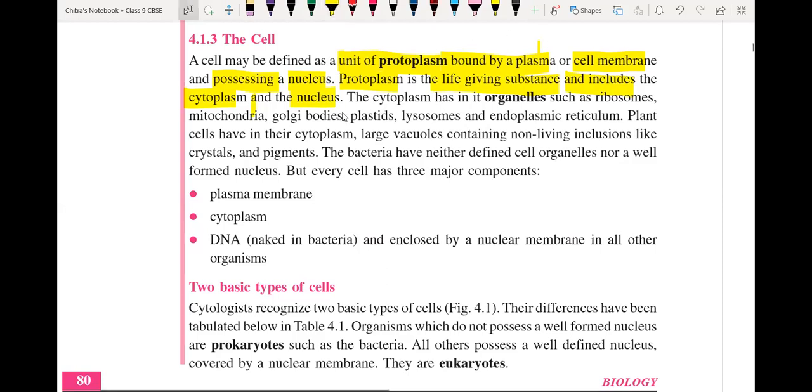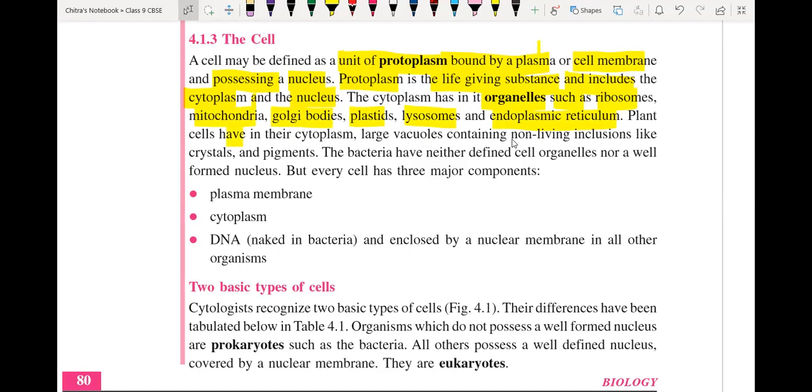The cytoplasm has organelles in it. Organelles are the parts present inside the cell, like mitochondria, Golgi apparatus, endoplasmic reticulum, lysosomes, ribosomes, etc. It is given also here: ribosomes, mitochondria, Golgi bodies, plastids, lysosomes, and endoplasmic reticulum, etc. These are the different cell organelles present inside the cell.